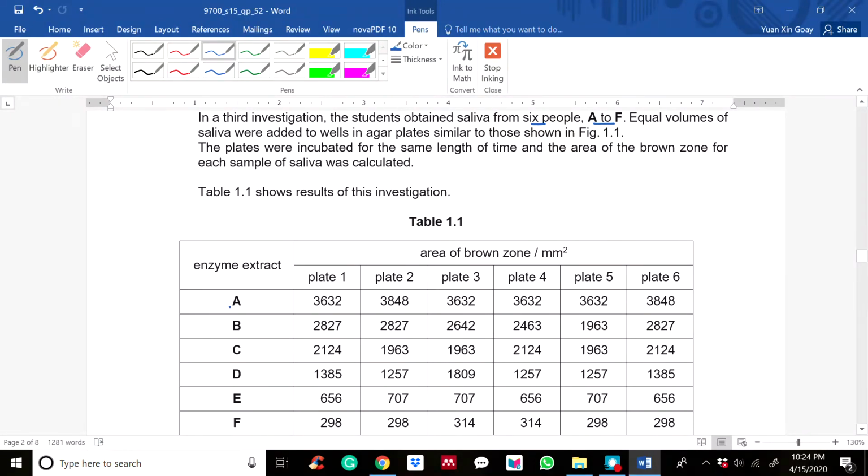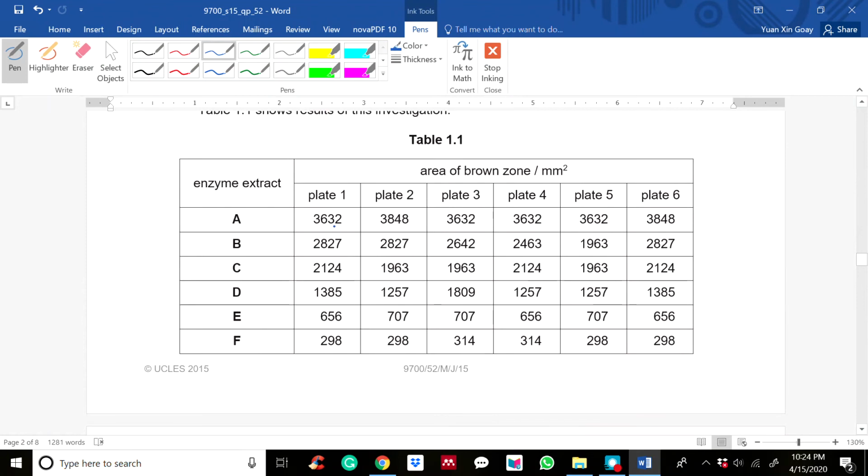The saliva enzyme extract from person A to F is here, and this column shows you the area of brown zone for plate 1 until 6. So they take the saliva, extract the enzyme and place it in 6 plates. So plate 1 to 6 is shown here for person A. You have 3,632 area of brown zone. And you can see the lowest is person F. The area of brown zones is only 298 millimeter square.